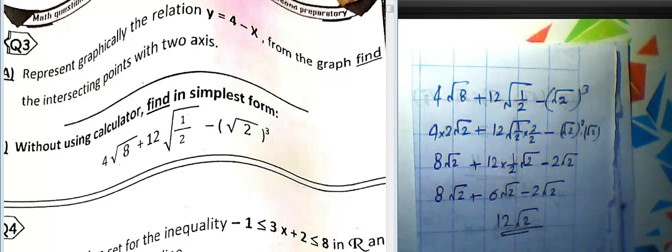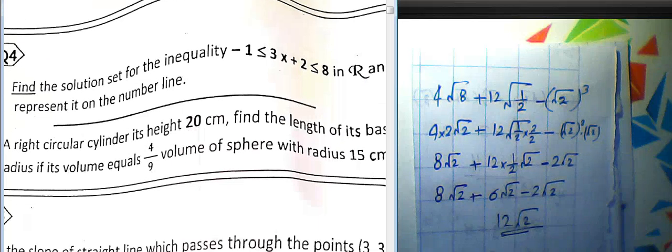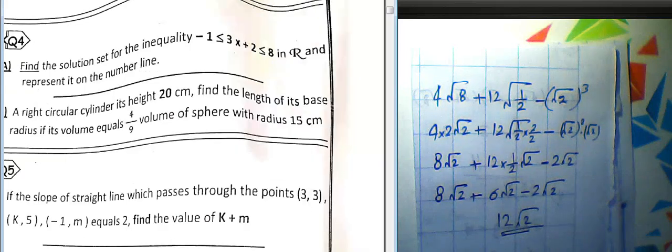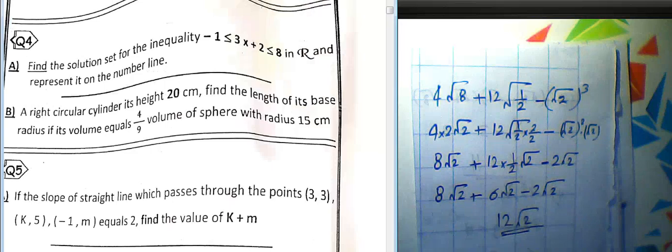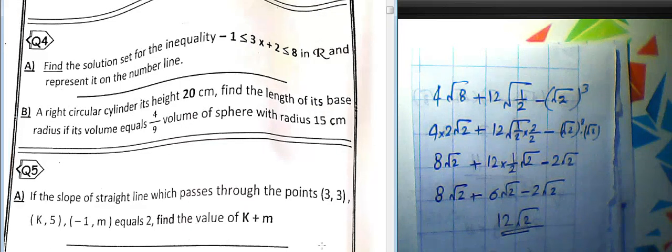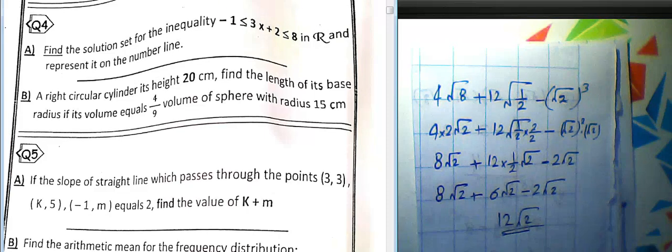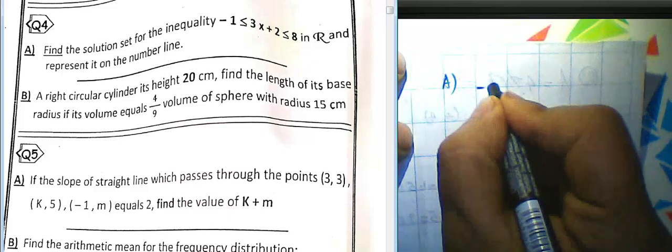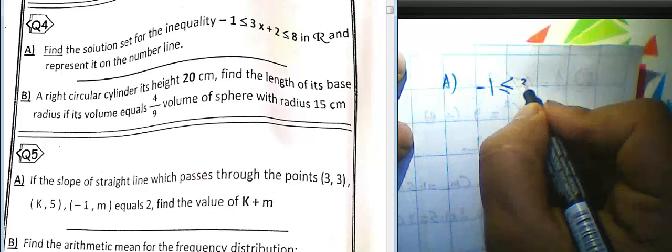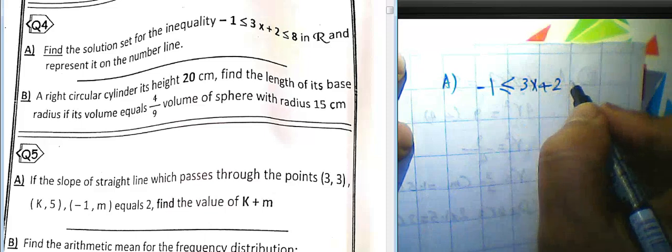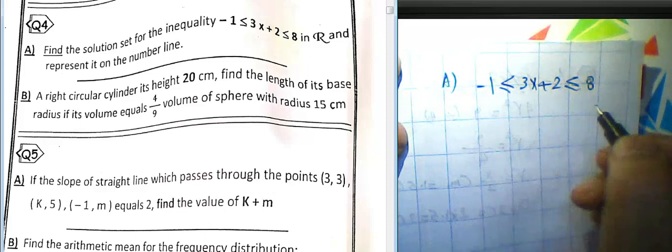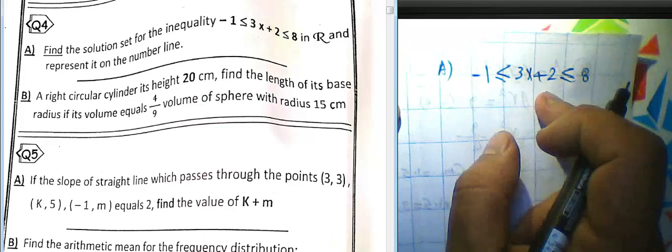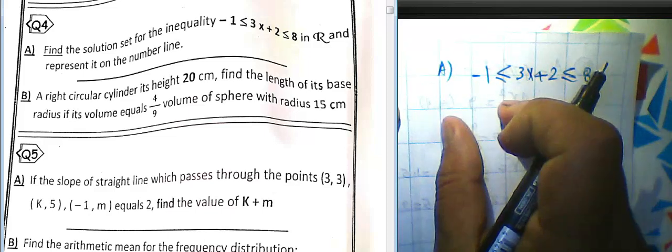Look with me at the next question, question number 4, letter A. Find the solution set for an inequality. Look with me at this inequality here. Letter A: -1 less than or equal to 3x plus 2 less than or equal to 8 in R, and represent it with the number line. Okay, first we can cancel 2 here by subtracting 2 from all the terms.